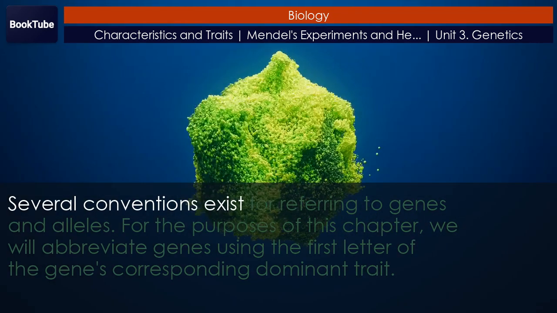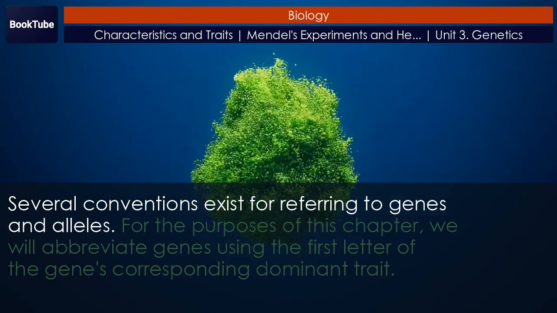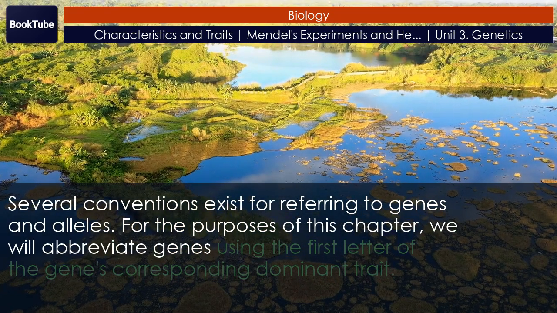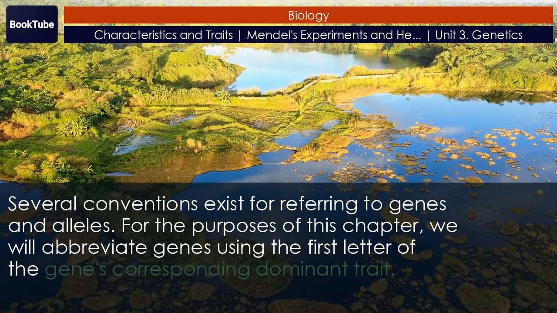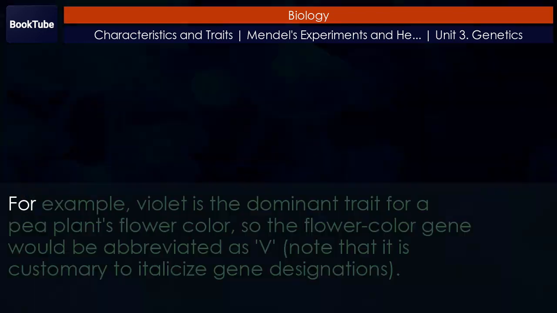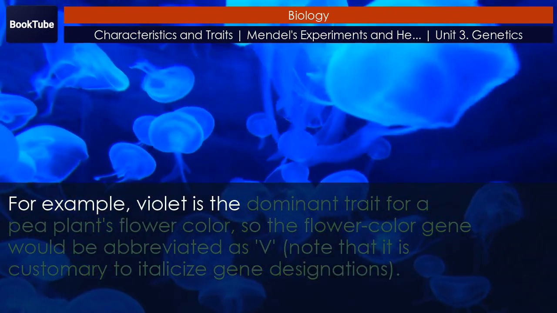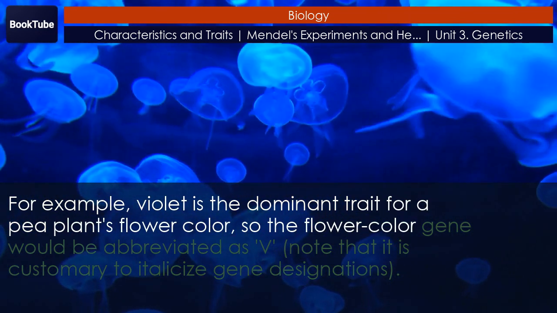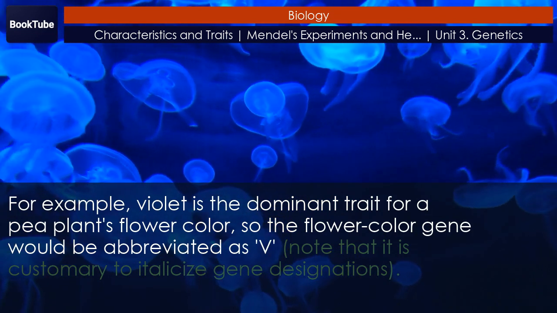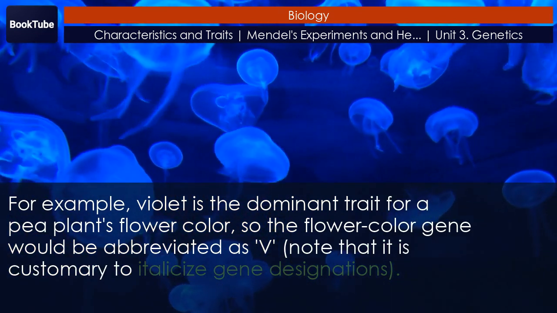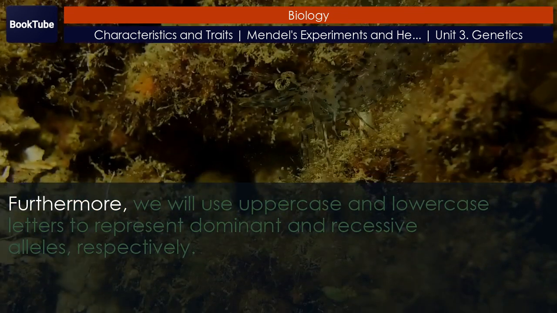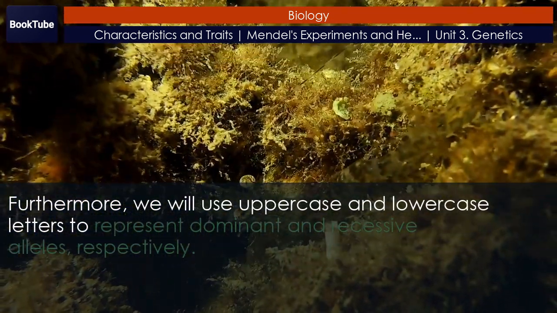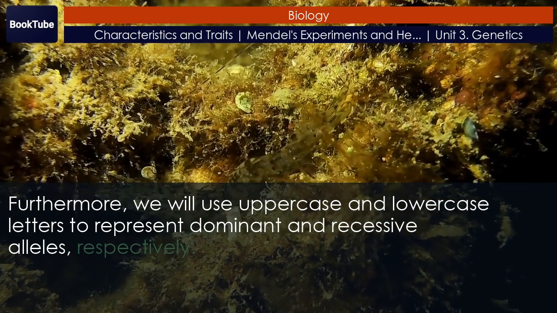Several conventions exist for referring to genes and alleles. For the purposes of this chapter, we will abbreviate genes using the first letter of the gene's corresponding dominant trait. For example, violet is the dominant trait for a pea plant's flower color, so the flower color gene would be abbreviated as V. Note that it is customary to italicize gene designations. Furthermore, we will use uppercase and lowercase letters to represent dominant and recessive alleles, respectively.